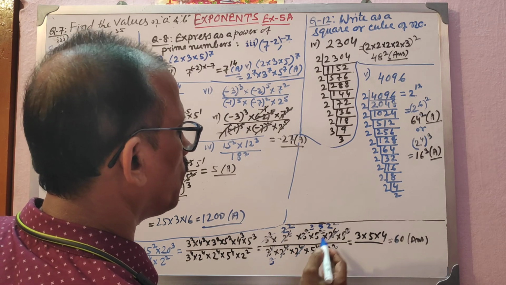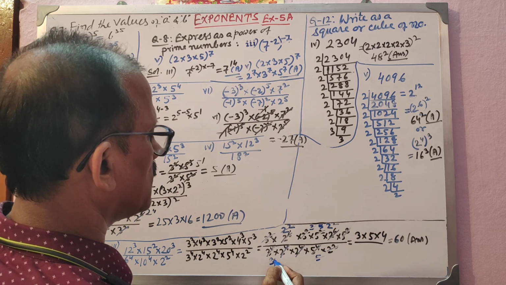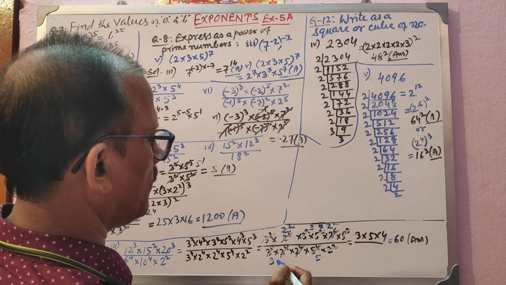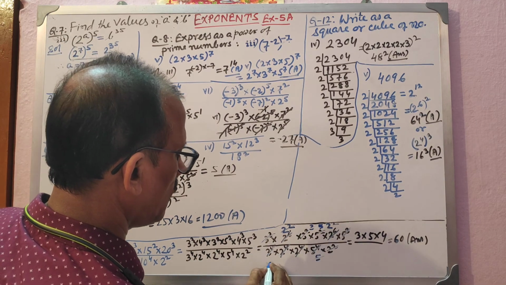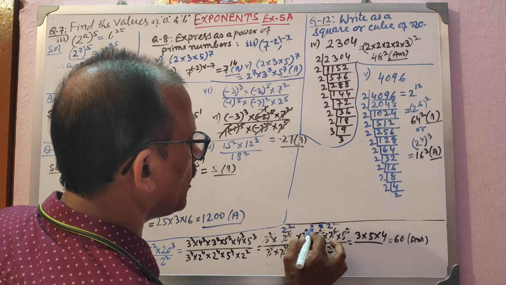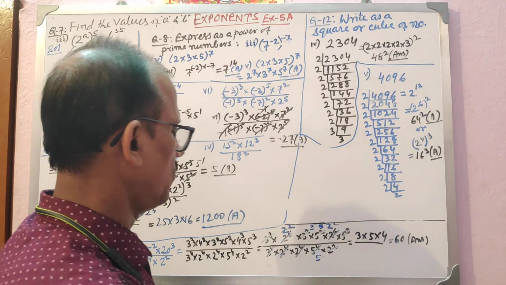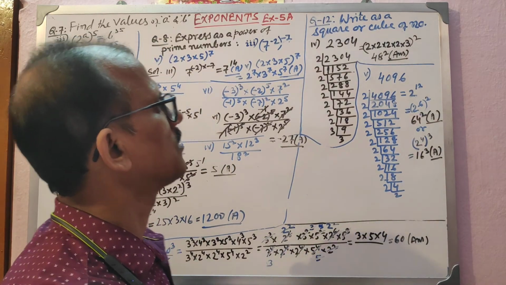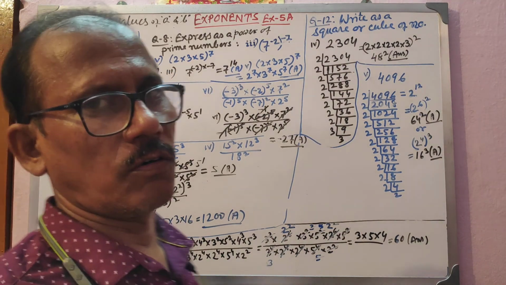Then it will remain with 3 into 5 into 4. This is a 3 square, 3 will remain there. This 3 already cancelled and made 3. So it remains with 3 into 5 into 4, which is equal to 60. 60 will be the answer. Moving on to question number 12, it is very simple, that I will cover in the next video.